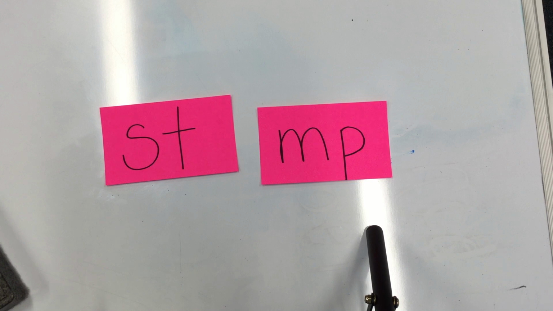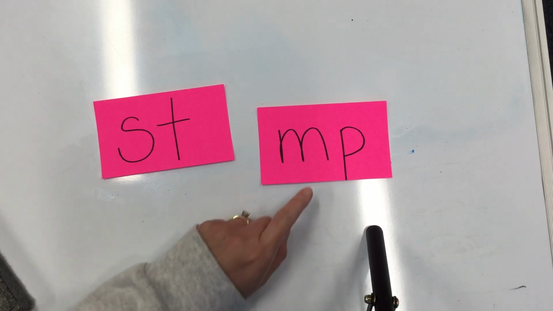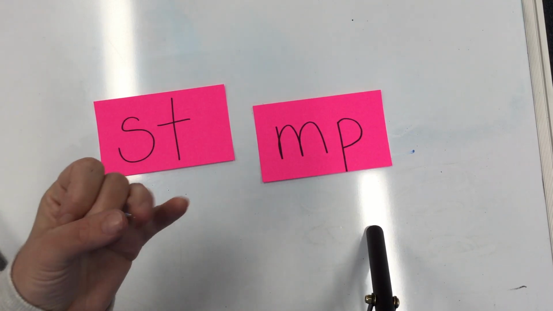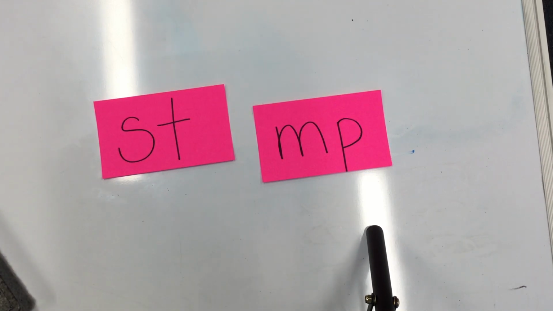Stump. What do you hear at the end of that word? Which blend? Stump. Now don't get confused, guys. Listen, I'm asking the end. What do you hear at the end of the word? Not the beginning, okay? The end of the word. Stump. Which consonant blend do you hear at the end of the word stump? It's going to be MP. Stump. All right, what about the word trust?